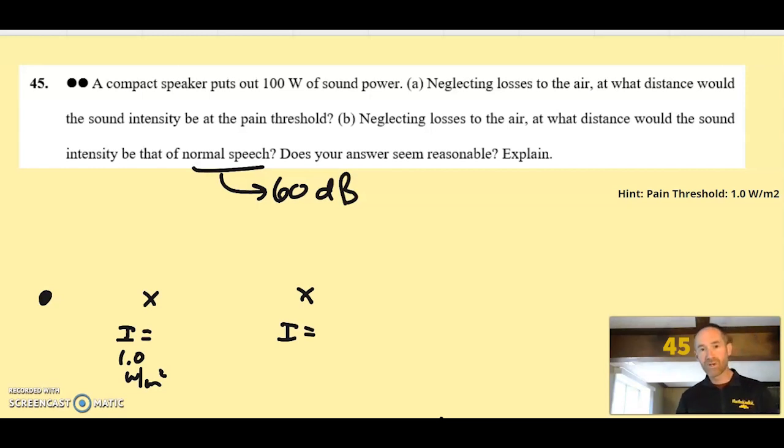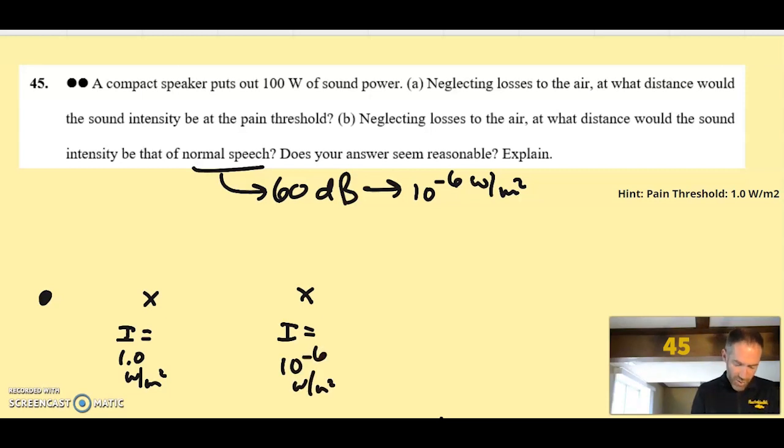Now, we went through a couple of examples that let you convert from intensity levels to intensities, and so I hope at this point you're able to go to 10 to the minus 6, maybe not necessarily just in your head like that, but I hope you know the technique, and if not, just look at those last couple of examples. So this intensity is going to be 10 to the minus 6 watts per square meter, and we want to know what these two distances are.